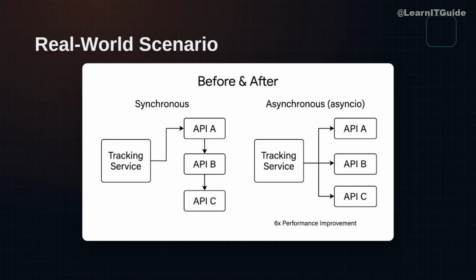Think about this logistics platform. They were hitting database locks and network bottlenecks constantly. By refactoring their internal service to use Async I/O, they stopped the wait-for-all bottleneck. Instead of waiting for API A, then API B, then API C, they fired all three requests concurrently. The result was a 6-fold performance improvement. This is the difference between a system that scales and one that requires constant manual intervention.